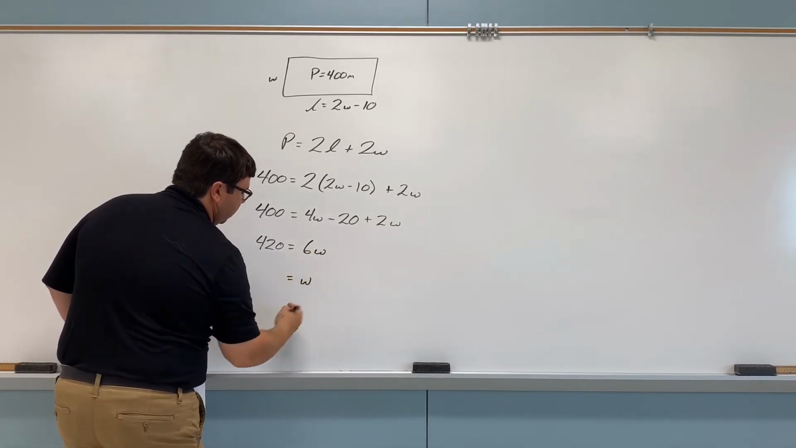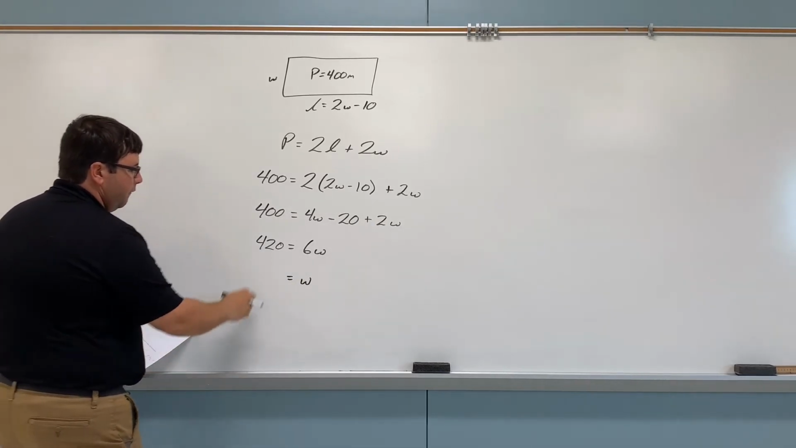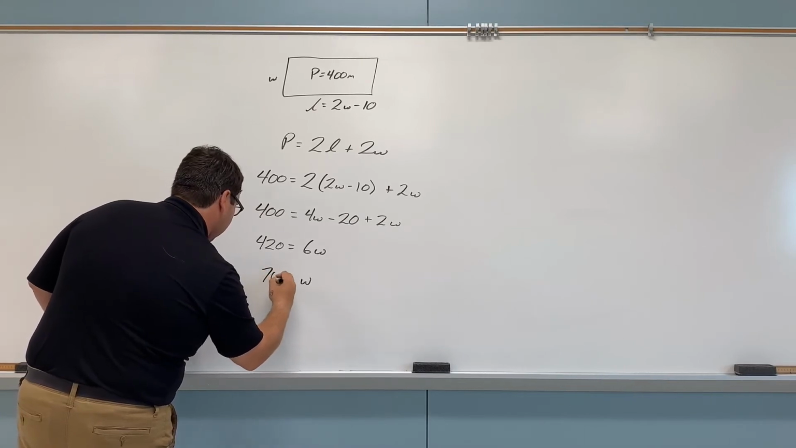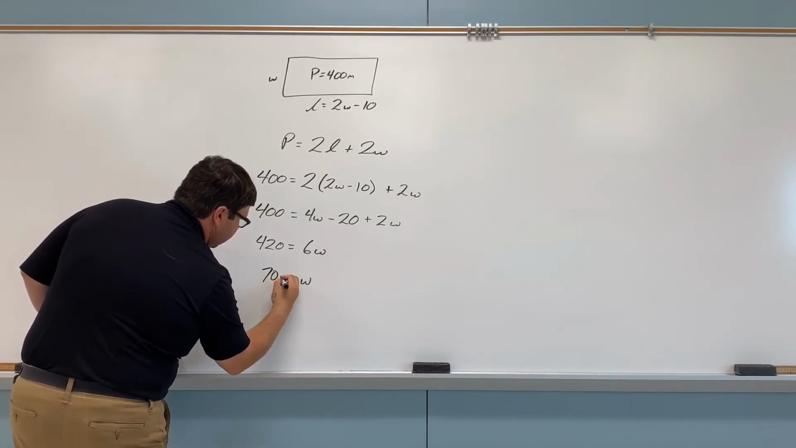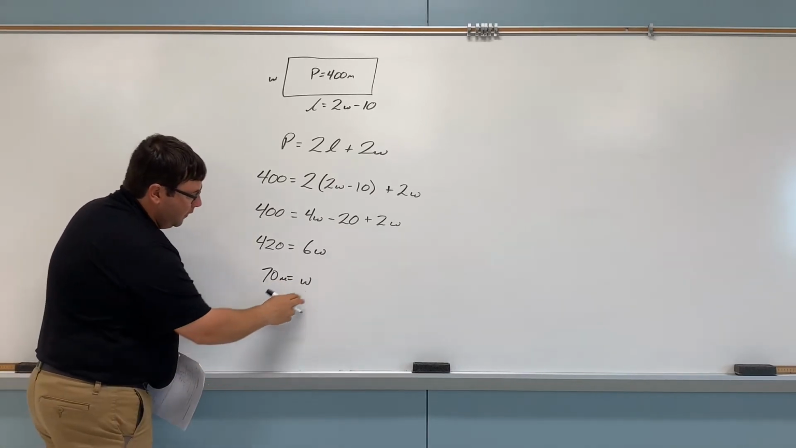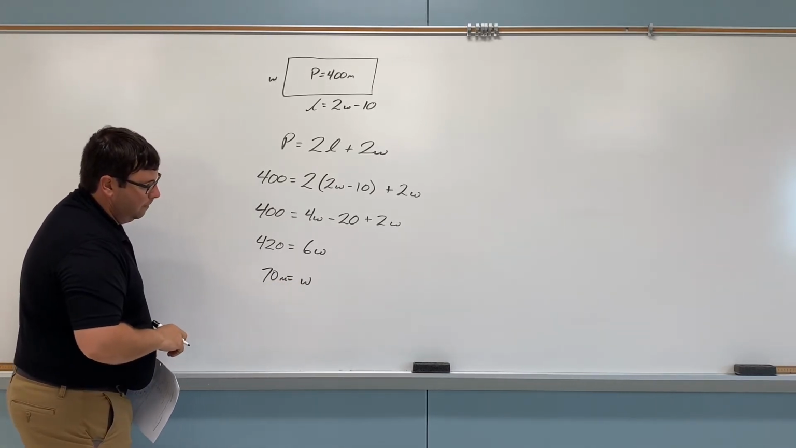Divide by 6, that gives you w on this side. 420 divided by 6, you are getting 70 as your width. That's 70 meters. It's a little m right there. So your width is 70 meters. Beautiful.